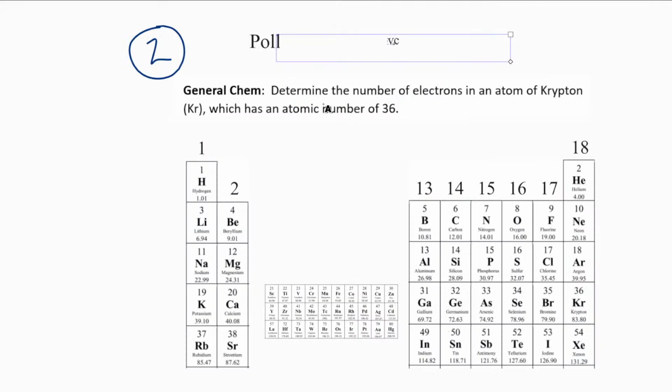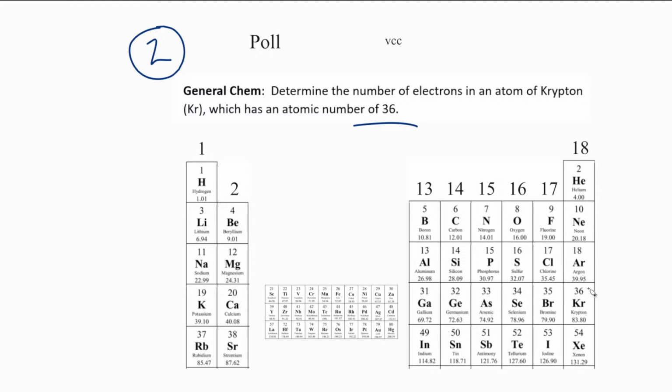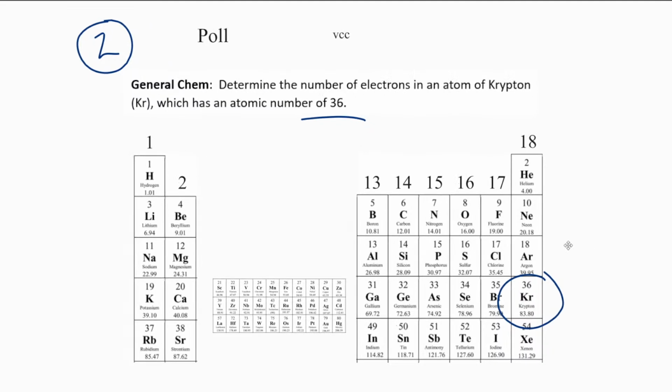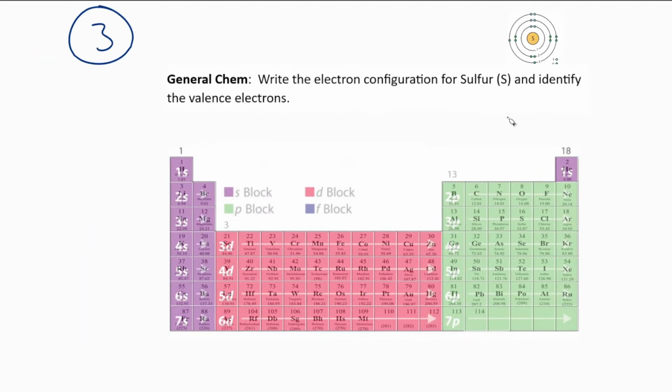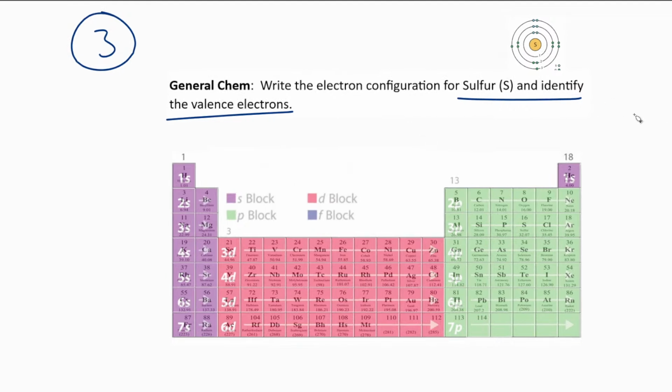So if we've got atomic number 36 here, we just look at 36. That's krypton, 36 protons, 36 electrons. Not too bad, right? So we're going to get over to something a little bit more challenging here. Now, I'd like you to write the electron configuration for sulfur and identify its valence electrons. This will be on a test. You'll see questions like this quite often. So take a look at it. Just think about that. How do we do that?